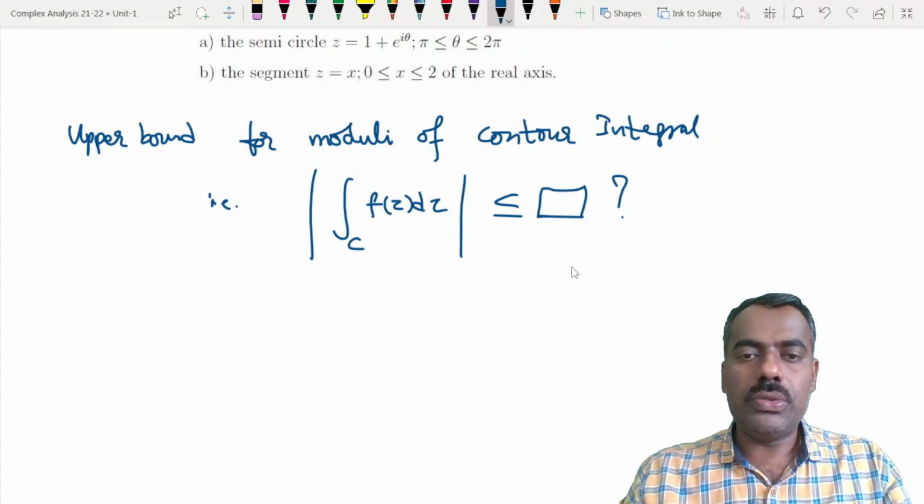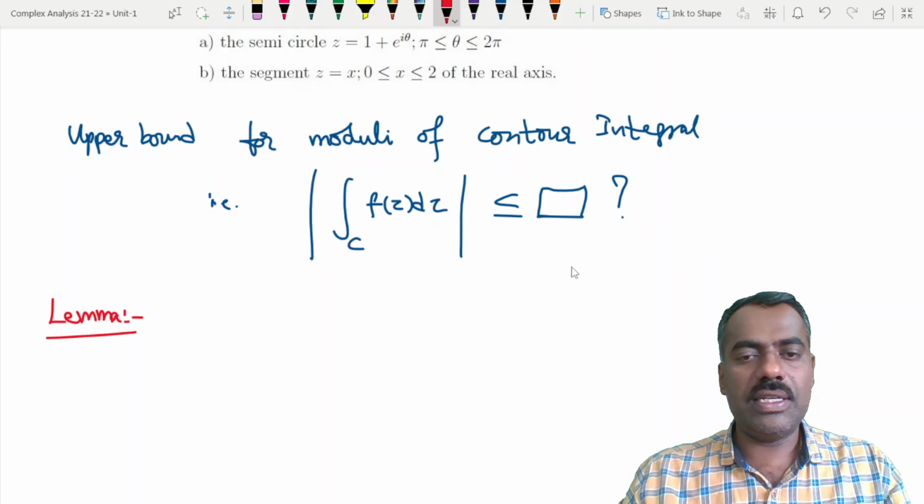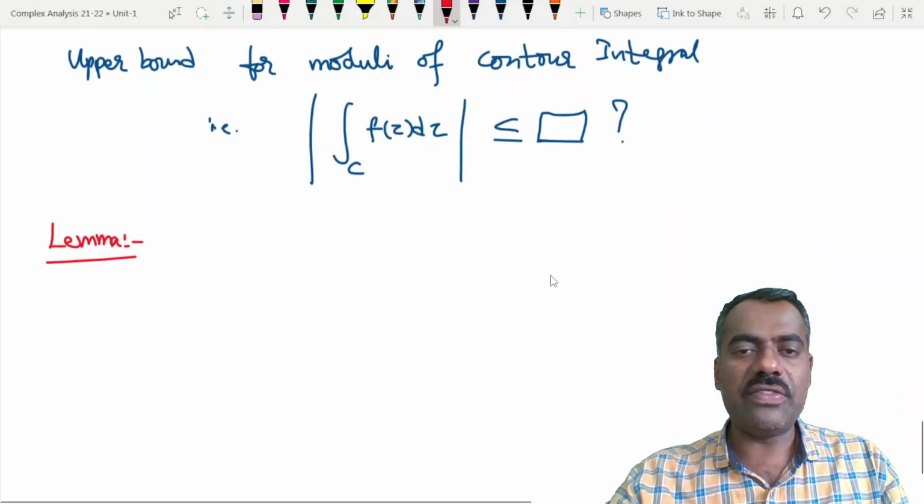Okay, so to do it, we'll start with one lemma, and from that lemma this result follows. It is called the ML inequality. Okay, so first we'll start with the lemma.